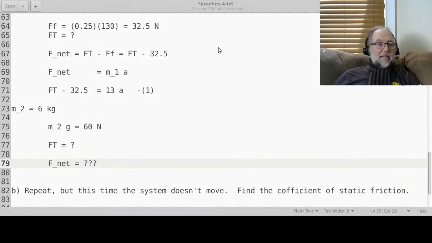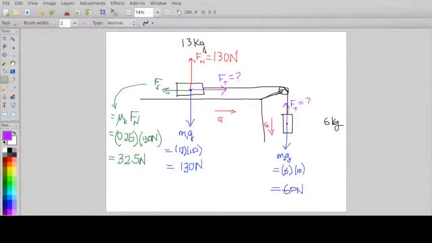You say, all right, now what do you put in there? Let's go back to the diagram. Looking at the situation over here with the 6 kilogram mass, it's accelerating down, being pulled down by gravity. There are two forces: 60 newtons pulling down, and Ft pulling up. Which one wins? The 60 newtons down has to win, because if Ft won, it would accelerate up.